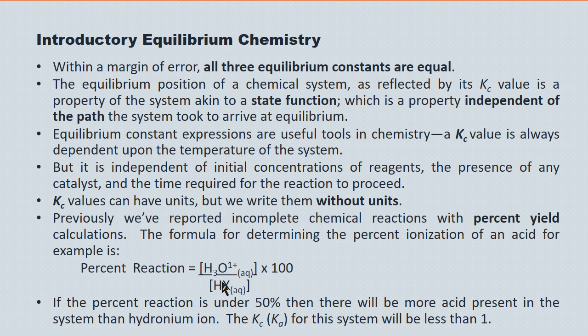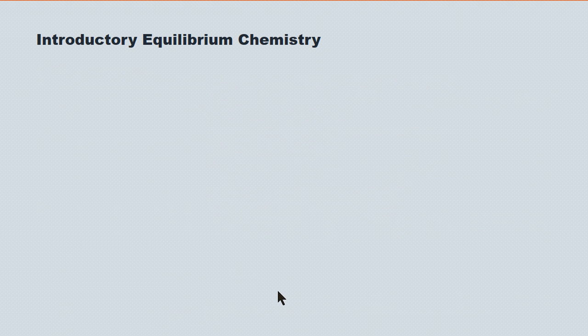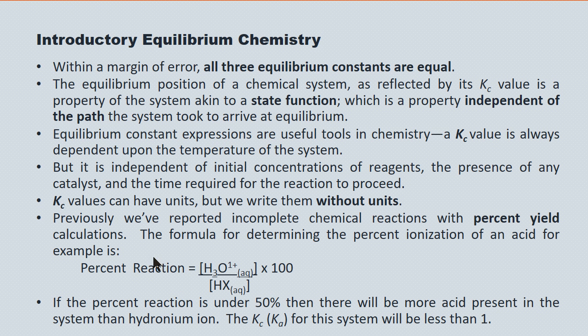Well, if you think about that, that would correspond to a Kc value of less than 1 because the numerator is smaller than the denominator. Mathematically, if a fractional value is less than 1, the numerator has to be smaller than the denominator. So percent reaction under 50% corresponds to a reaction where the Kc value is less than 1. On the other hand, if the percent reaction or the percent yield is greater than 50%, then we're going to have a Kc value that's greater than 1 because this numerator is going to be larger than this denominator. And that will hold true as we go forward, as you'll see. So that ends the theoretical part of my lecture.